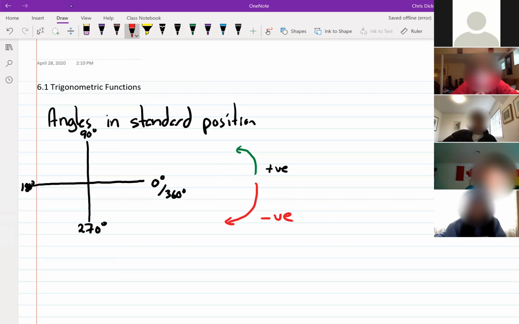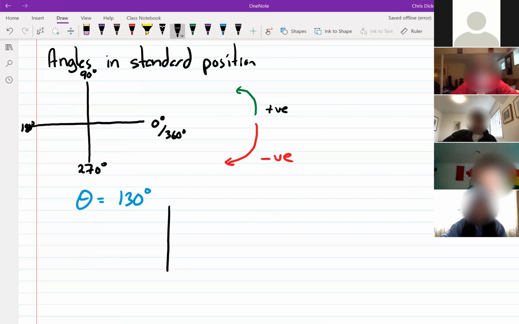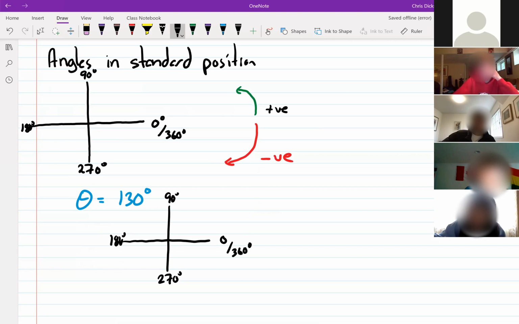So I'm just going to sketch an angle for you. So let's say we're going to have to sketch the angle 130 degrees. So we're not asking you to measure this with a protractor. It's just really a rough sketch of where the angle would be. So all you have to do is just draw a little grid for yourself. And now obviously 130 is past 90, but it's not more than 180. So we would say that the angle would stop somewhere over here.